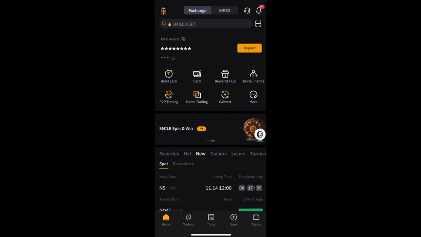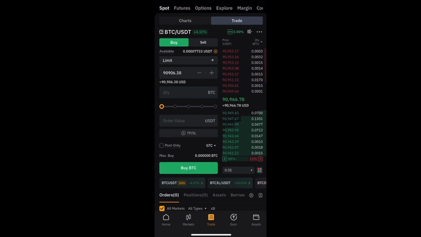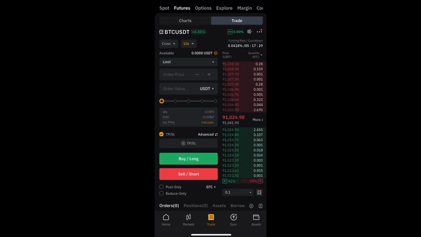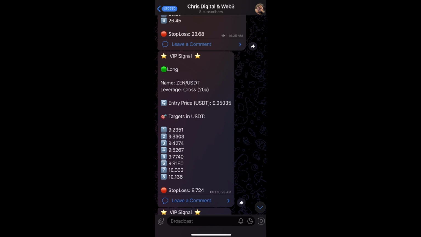This is how to place a futures or derivative trade on Bybit. So open your Bybit app like this. On the home page, go to trade, then make sure it is on futures. If you have it on spot, move it to futures, then check the signal. You see the signal like this.